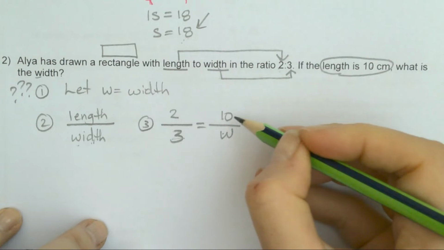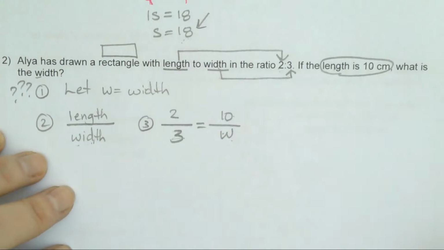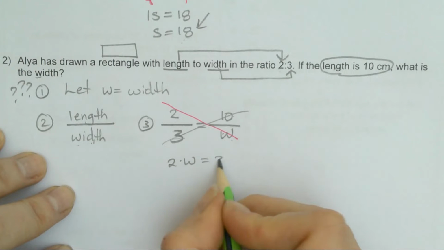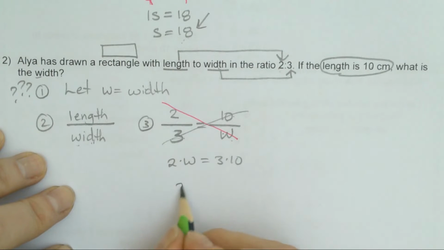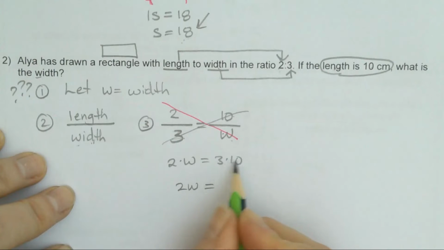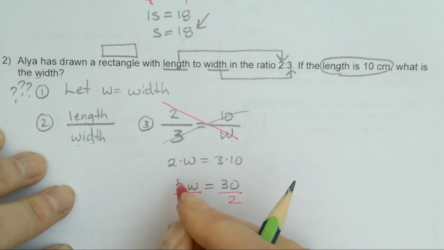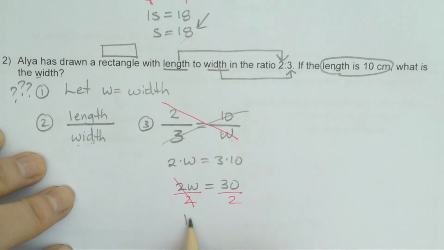If our length is 10, what's our width? So let's solve the proportion. 2 times W equals 3 times 10. That's 2W. 3 times 10 is 30. W wants to be by itself, so divide by 2. Get rid of that 2. So now W is all by itself. 30 divided by 2 is 15, so W equals 15.